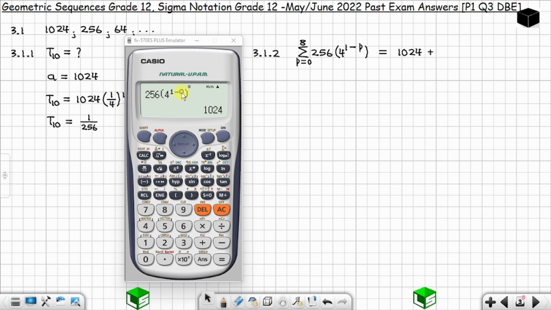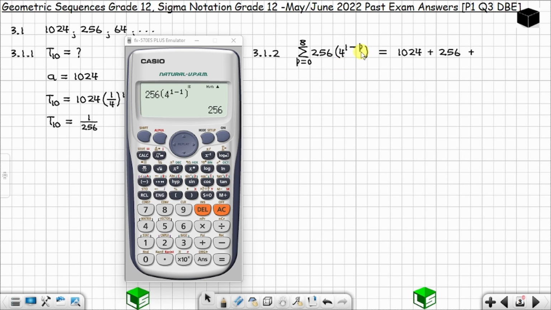Okay, now I'm going to substitute my p with 1. So let me do this. I'm going to delete the 0 and put 1, right? And the next term is 256. Okay, plus. Okay, now what is the next term?